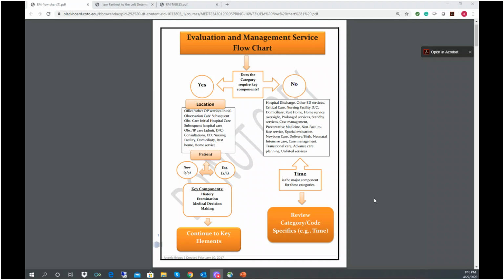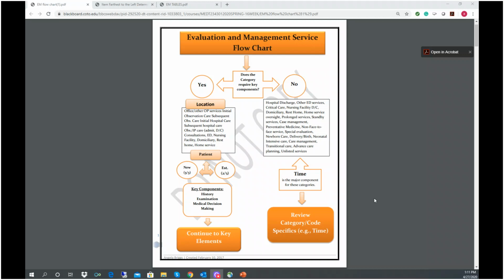So this should help you as far as: should I be looking at key elements? Should I be looking at time? What's included in those key elements? What documentation do I need? There are several sheets to this evaluation management service flow chart. The first thing is we're going to determine location. Do we need location? As far as our location goes, are we using key components? Are we using time to determine our level?